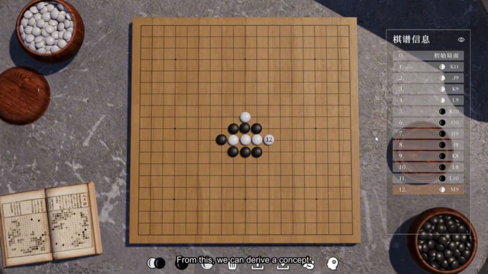From this, we can derive a concept. Under normal circumstances, stones with only 2 liberties are considered to be in danger. Stones with 3 or more liberties are relatively safe. When we play a game of Go, be sure to protect dangerous stones. After understanding capture stones and solid extension, now let's look at 2 interesting board positions.